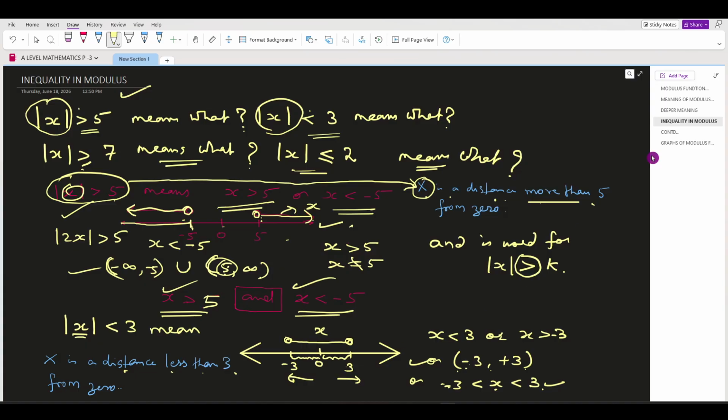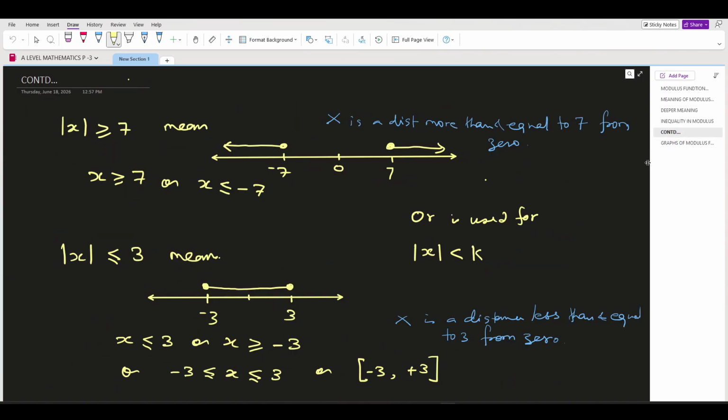Okay. Now these are the concepts of modulus and the meaning of the modulus that I am trying to make you understand. Let us go ahead with this. Modulus of x greater than or equal to 7. Now what is the meaning of this? Again, because it is greater than, and you can see there's an equal to sign also. So here in this case, the meaning will be x, that is whatever is inside the modulus sign, that x is a distance more than and equal to 7. See, this is greater than as well as equal to. So you have to say more than as well as equal to 7 from 0.